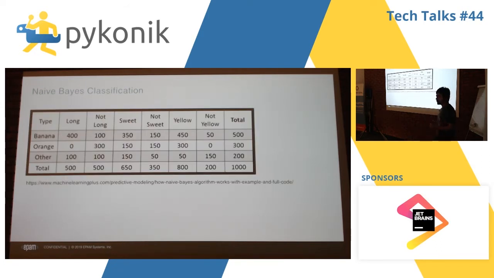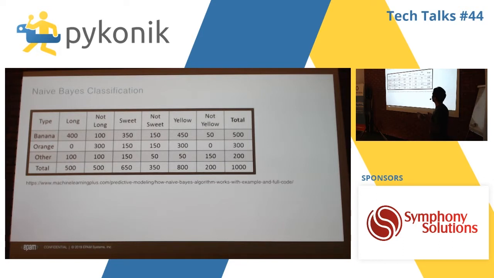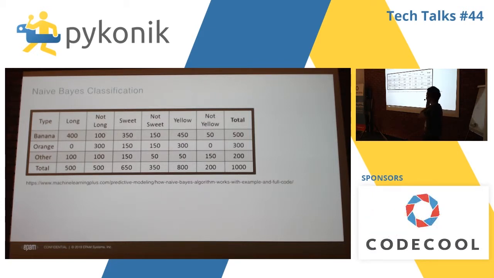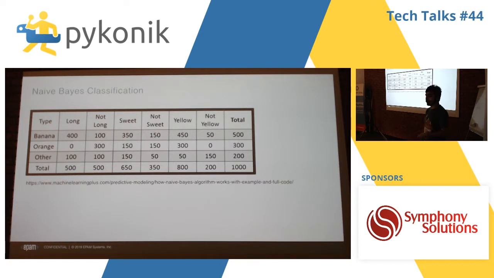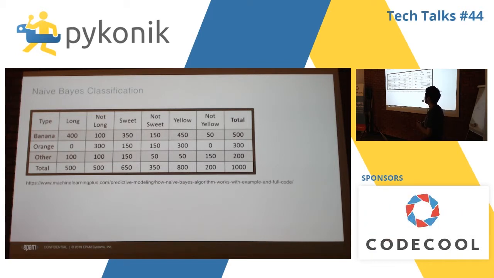Naive Bayes classification works like this: you have a big cross table, and you have some labels. For instance, long, not long, sweet, not sweet, yellow. These items are the data, and we have some types, like the label banana, orange, or other. So we are trying to understand if this is a banana or an orange. And we have some features. What is a feature? For instance, longness, or not long, or sweet. If it's sweet, it should be banana, for instance.